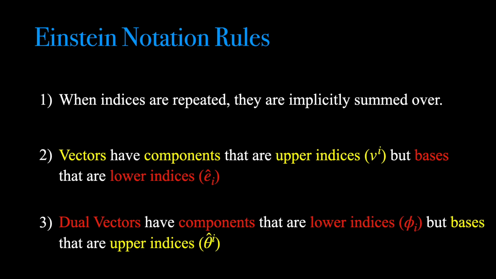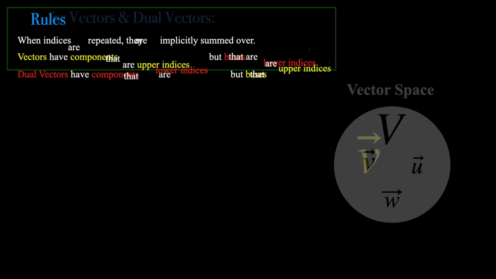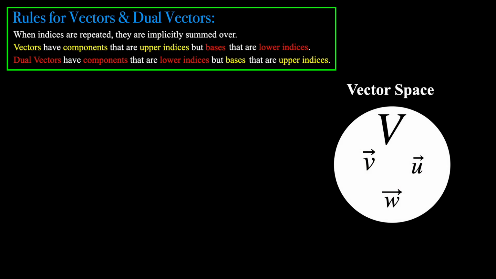Now, there are actually a couple more rules, but we won't need them to understand vectors and dual vectors. So I'll explain those in a future video. Okay, so how do we use all these rules? We'll begin by using them to express a vector. Remember, a vector is an element that lives in a vector space.